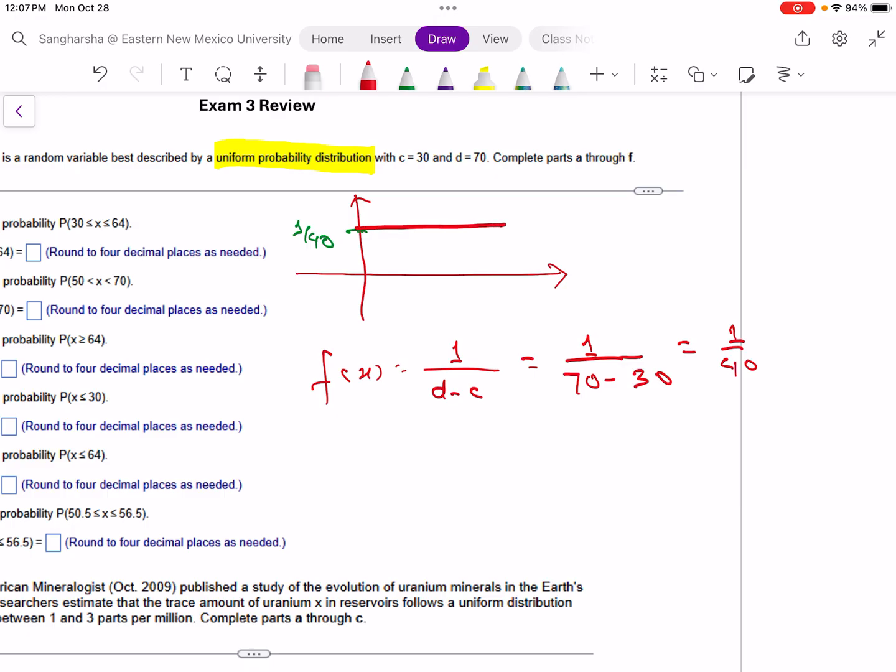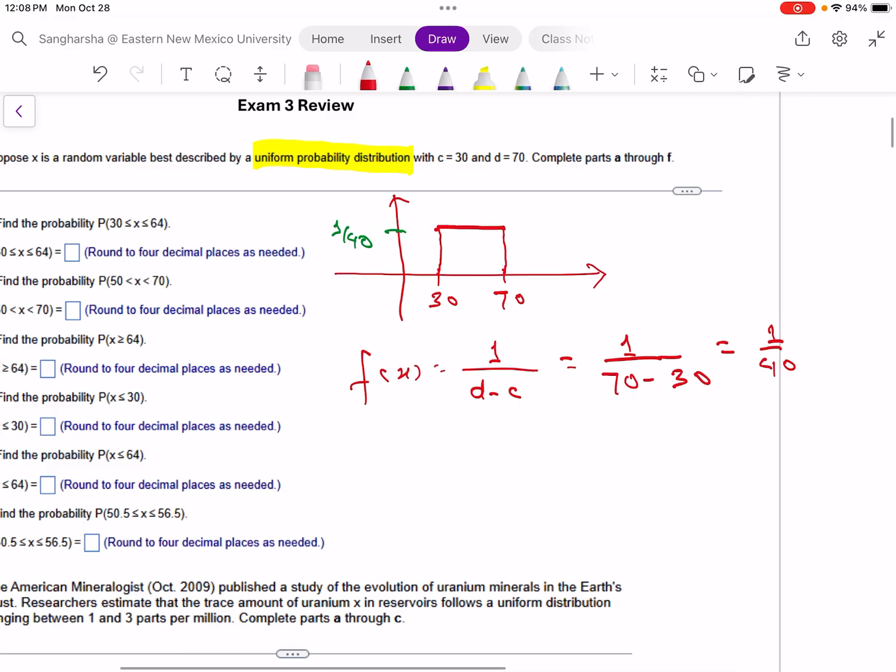Our c is 30 and d is 70. So not from here, because let's say our c is here. So that's 30, and this is 70. You draw a horizontal line starting from 30 up to 70 at 1 over 40. So you have this. This is the graph, and you can draw a vertical line at 30 and at 70, and we get this rectangle. So this is the graph here.